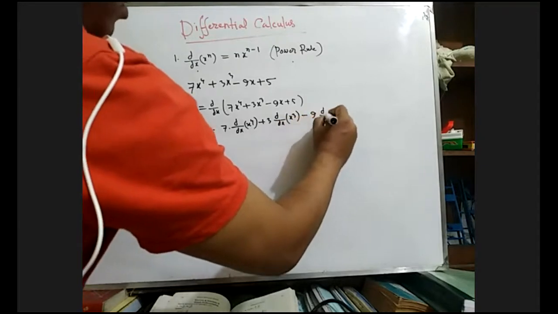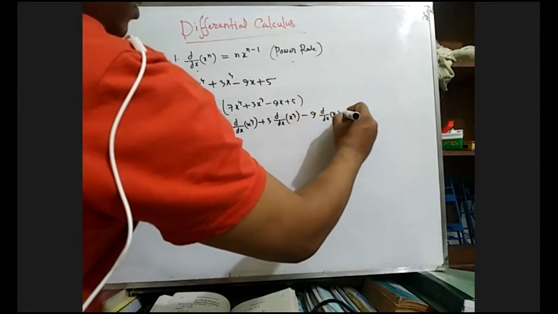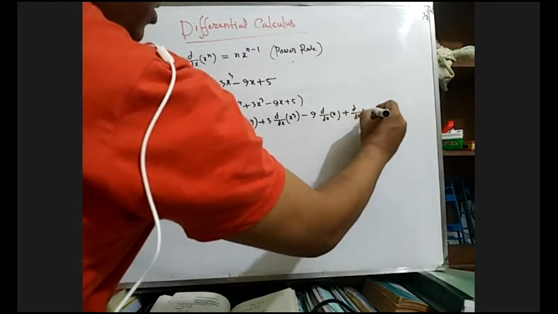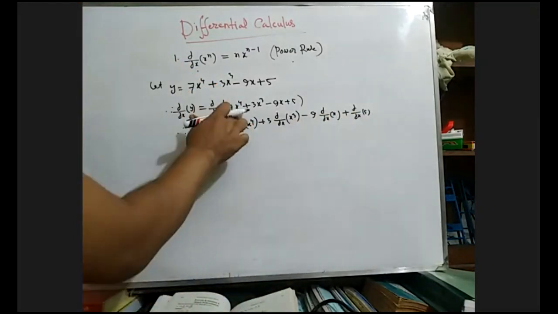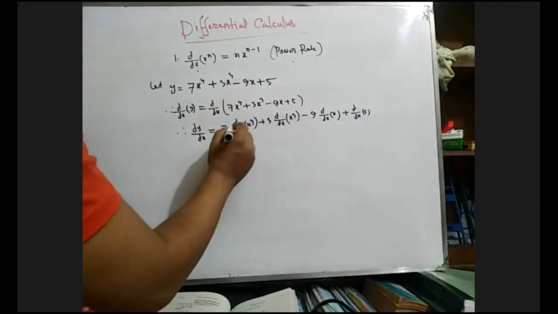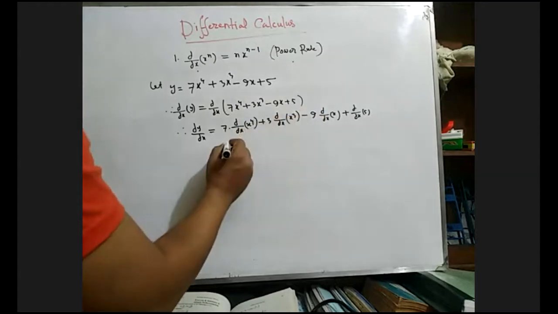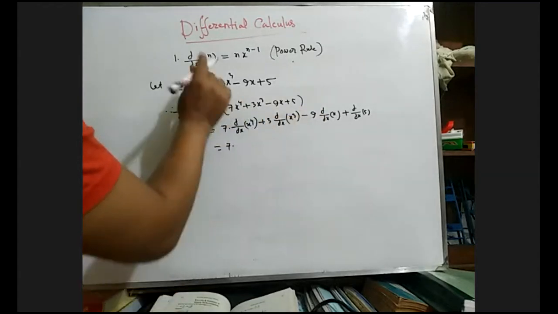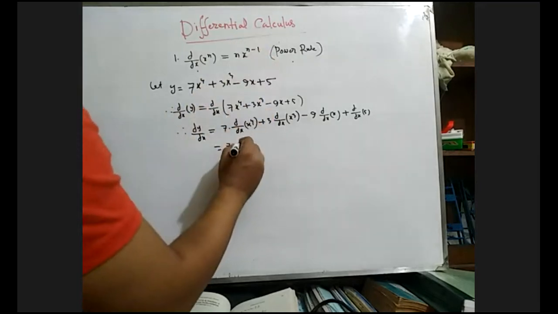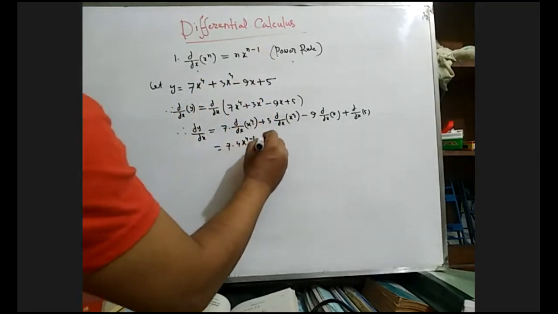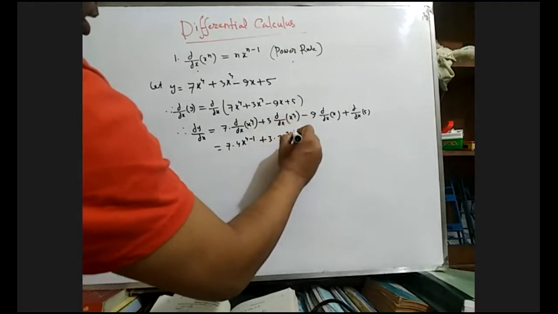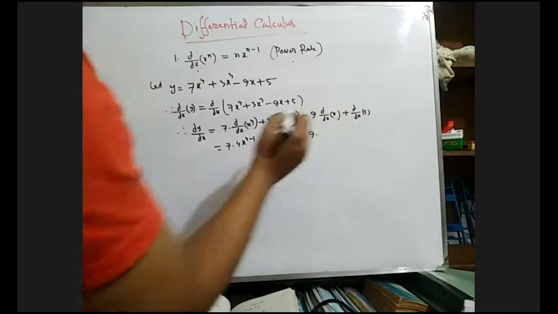Minus 9 dy/dx plus d/dx of only the constant, just multiplying d/dx into every term. So 7 is the constant. This is why we use the constant multiple rule and the power rule. The power rule means n times x to the n minus 1. That means 4 into x to the power 4 minus 1, plus 3 into x to the power 3 minus 1 (here n equals 3), minus 9 times d/dx of x, which is 1.